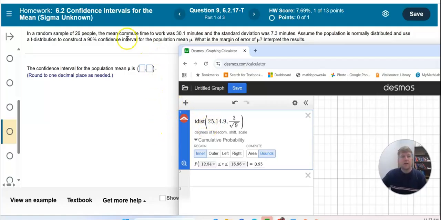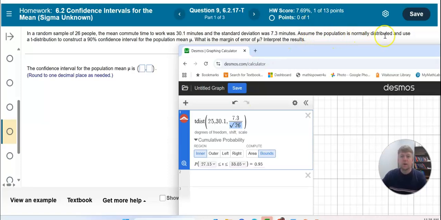All right. The mean commute time was 30.1. That's in a sample, so that means that's the sample mean. So 30.1 is going to be my shift. The standard deviation was 7.3. That is the value of s. That's in the numerator. And I divide by the square root of the sample size, which is 26. Again, notice the degrees of freedom is 1 less than this, like we were talking about before.